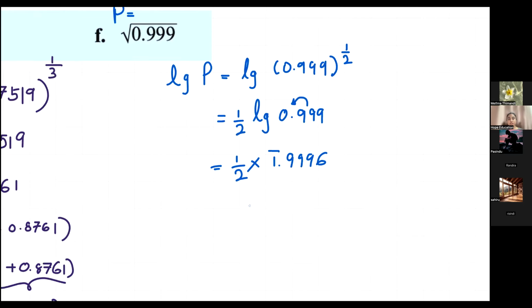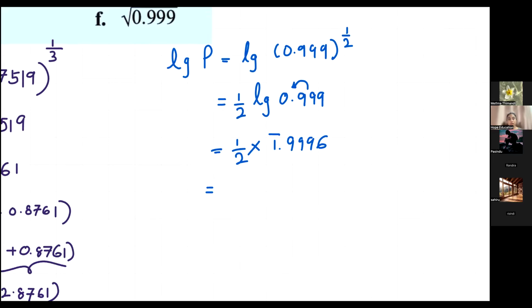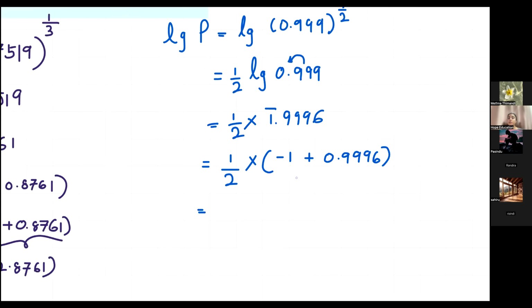Now I have to do this division. I will first separate this into the characteristic and mantissa. Characteristic is -1, mantissa is 0.9996. Now the characteristic, I have to break it down. How would I break it down? So that the -1 should be perfectly divisible by 2.